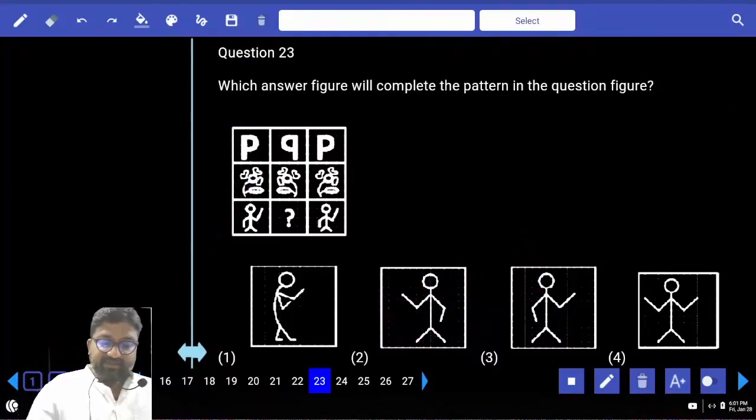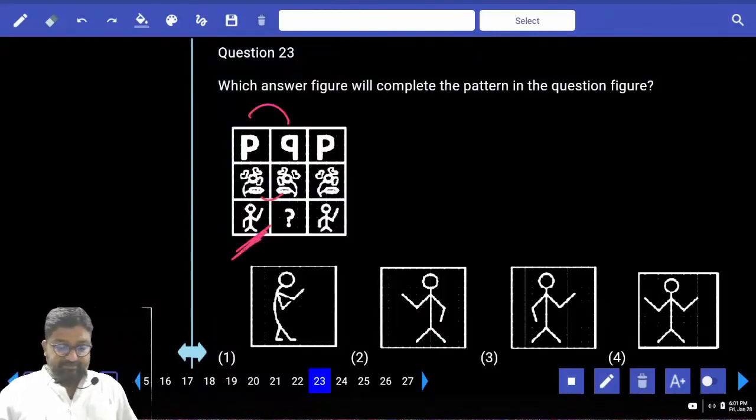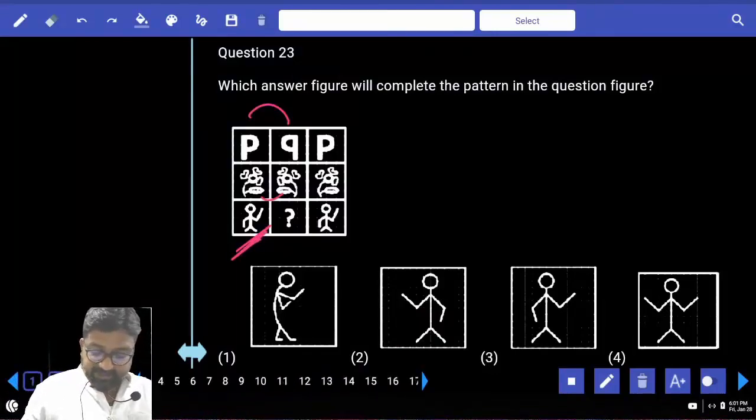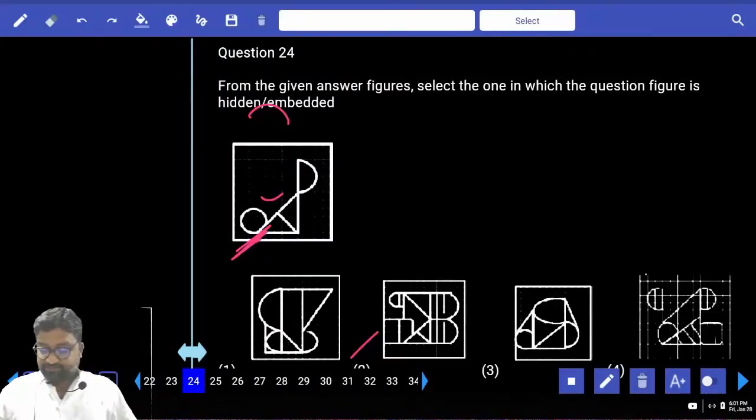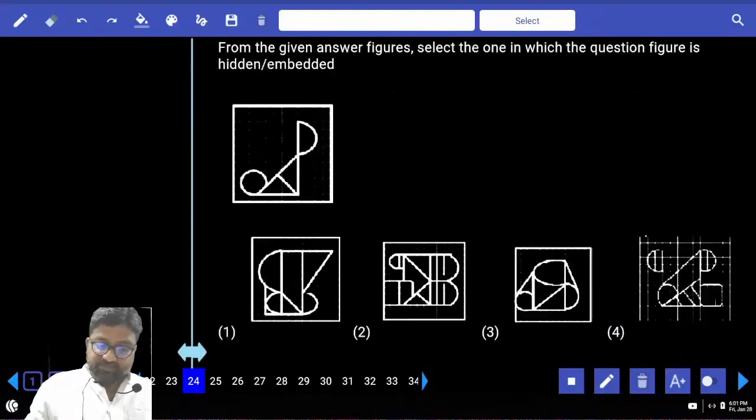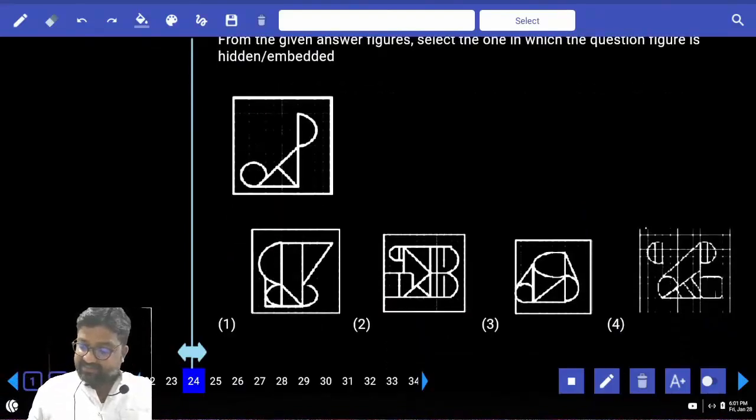Look at these two mirror images. Mirror image of this. Done? Yes? 24. I see this will exactly fit in option 4.